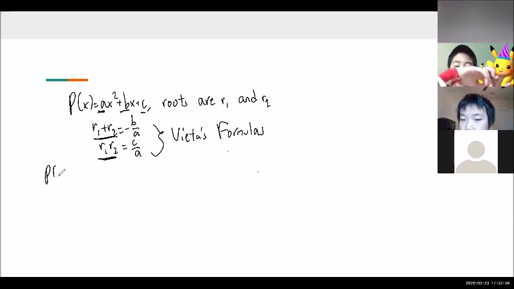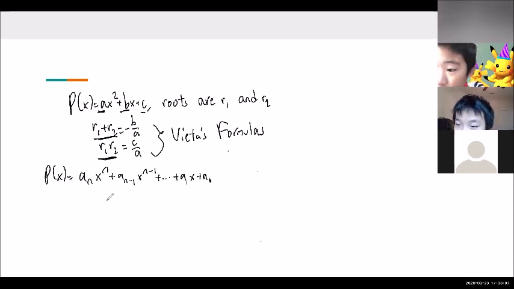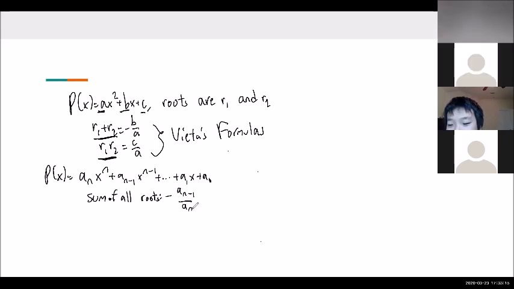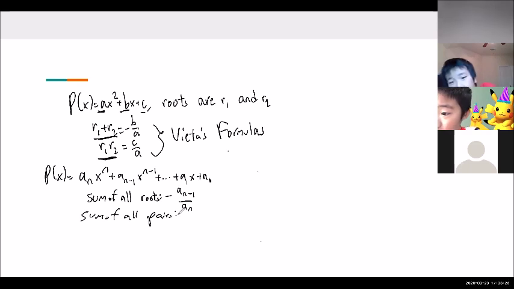Let's say in general, p of x is equal to a_n x^n plus a_(n-1) x^(n-1) plus dot dot dot plus a_1 x plus a_0. Then the sum of all the roots, counting multiplicity, will be equal to minus a_(n-1) over a_n. Then the sum of all pairs of roots, as in if you take any two roots, multiply them together, and then add all of that up, will be equal to a_(n-2) over a_n.